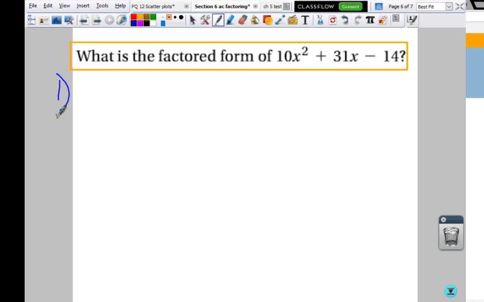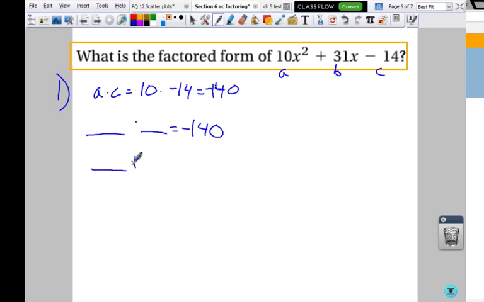So hang on. So, step 1 is A times C, right? Which is going to be 10 times negative 14, which is negative 140. What times what equals negative 140 and adds up to the number in the middle, which is 31? It's not that bad.